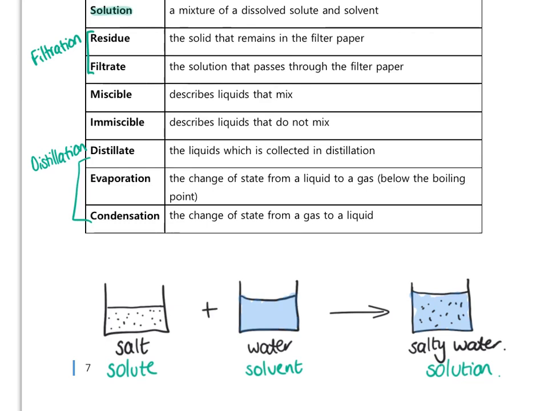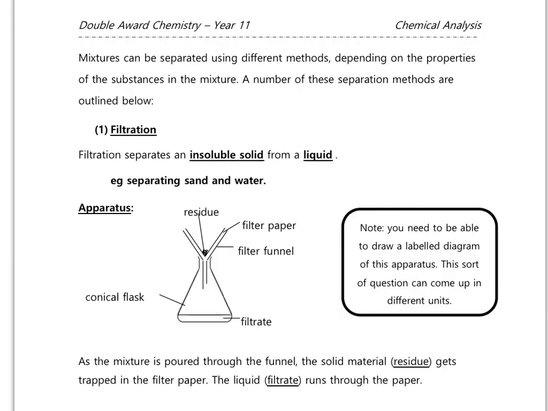So make sure you're familiar with these terms, and if you come across them in your notes and you're not sure what they mean, refer back to page 7. So over in the next few pages we're going to look at the different methods of separating mixtures, and we tend to call these separation techniques. And as I've mentioned already, the method that we choose depends on the properties of the substances in the mixture.